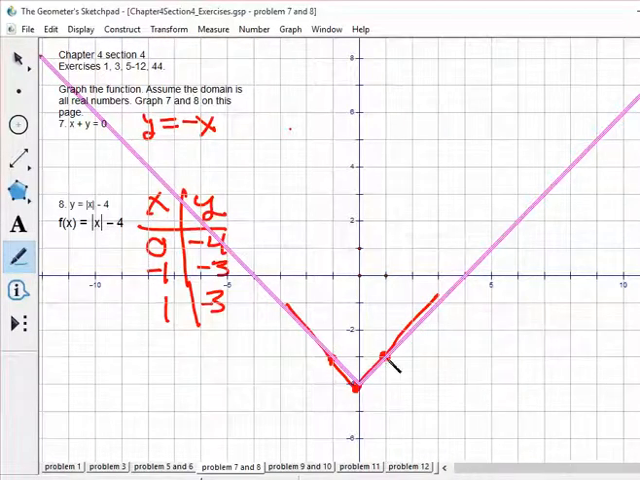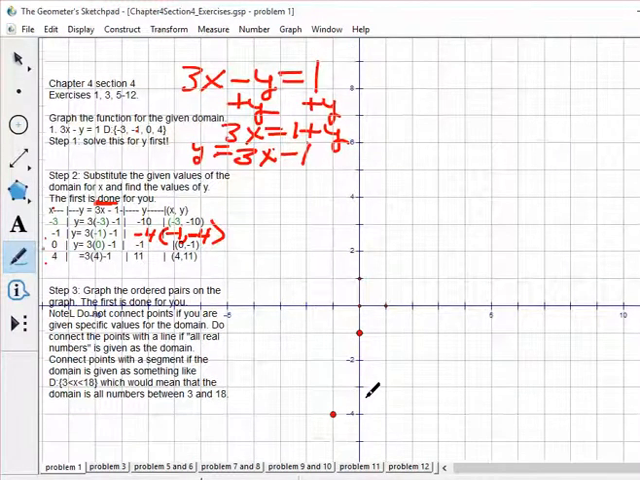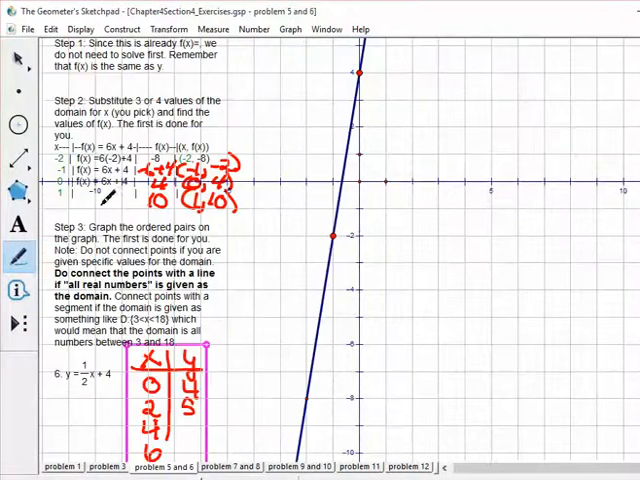So continue working on this assignment. If you have any questions, let me know. And remember that discrete functions will just be a set of points. Continuous functions, where the domain is all real numbers, will be a line.